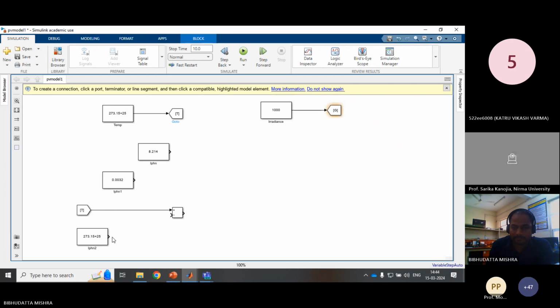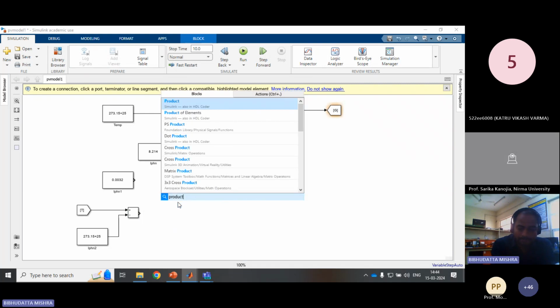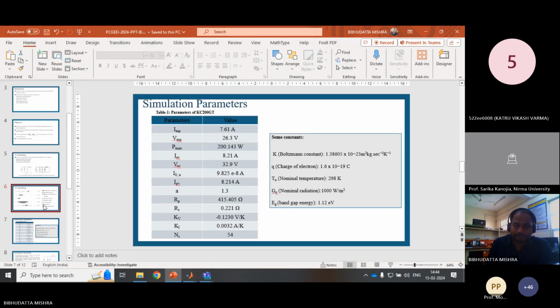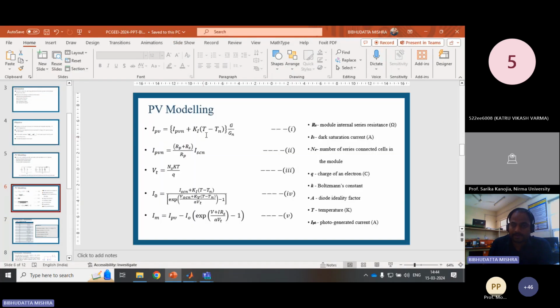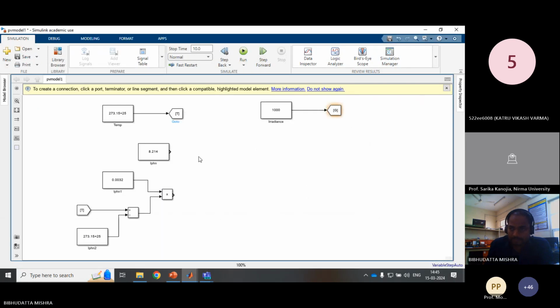T minus Tn is multiplied with Ki, meaning one product. So this term is completed. Ki into T minus Tn should be added with IPHN or IPVN.